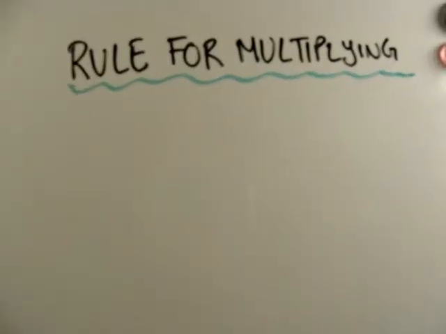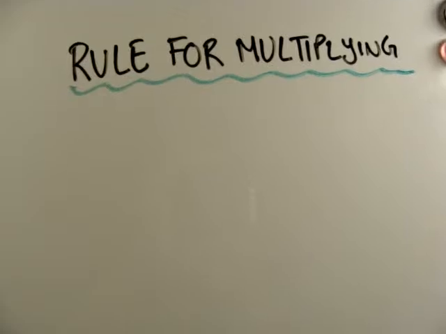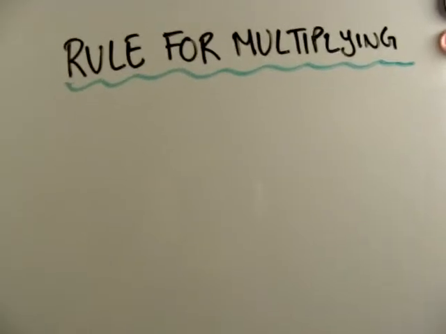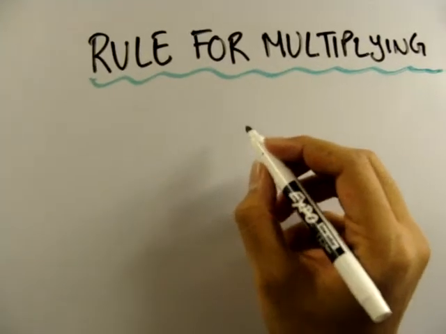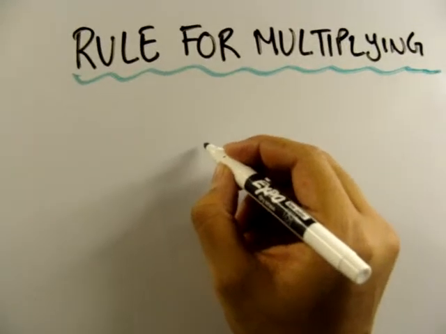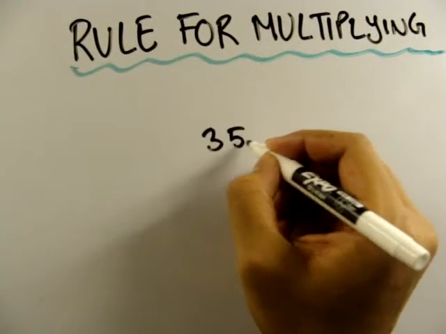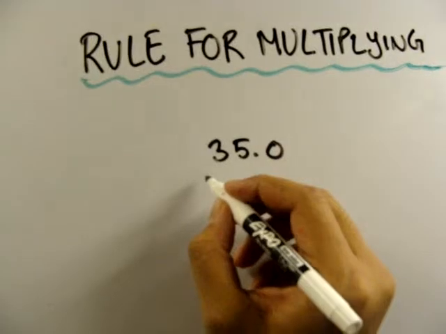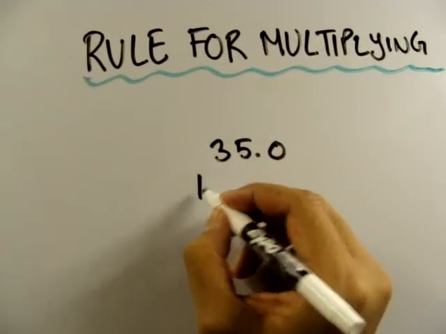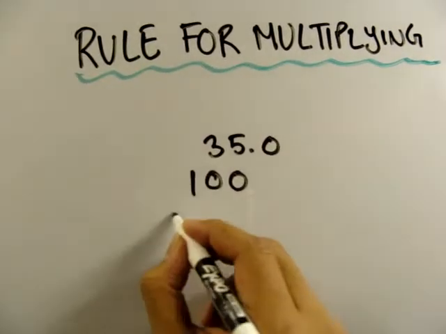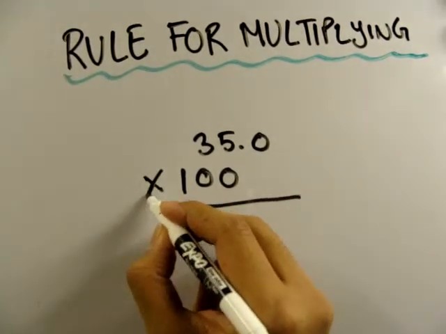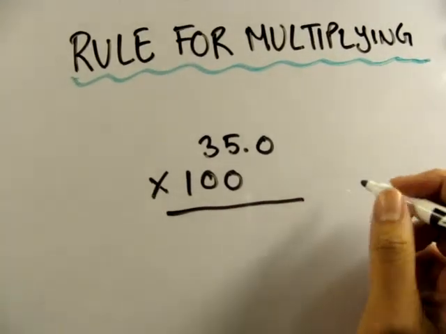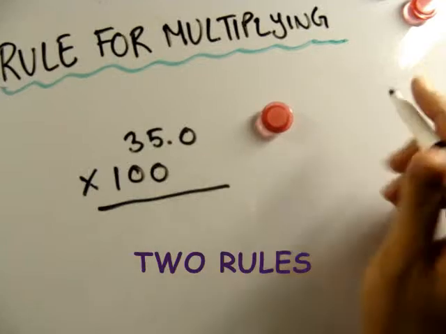So now we are going to look at the rule for multiplying. The rule for multiplying is a little different from the rule of adding and subtracting. Different rules apply. So first we're going to get our numbers. 35.0, let that be our first number, and our second number would be, let's say, 100. And we are obviously multiplying them. The rules here are slightly different, so I'm going to go over them first.